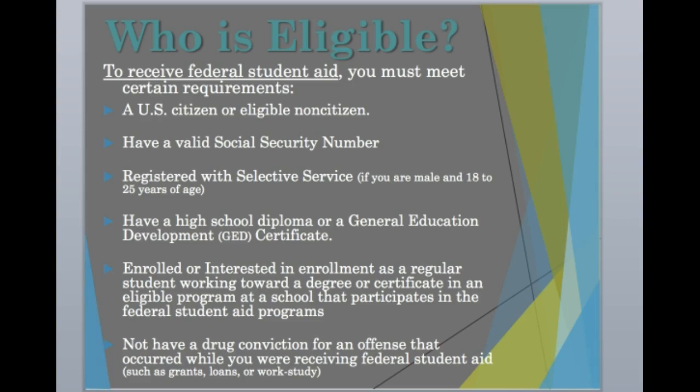You must have a high school diploma or equivalent, such as a GED. You must be enrolled or interested in enrollment as a regular student working towards a degree or certificate in an eligible program at a school that participates in federal student aid programs. So you will want to reach out to your college or university and make sure that they participate in federal student aid programs before applying for federal student aid. And the student cannot have a drug conviction or offense that occurred while they were receiving federal student aid, such as grants, loans, or work study.